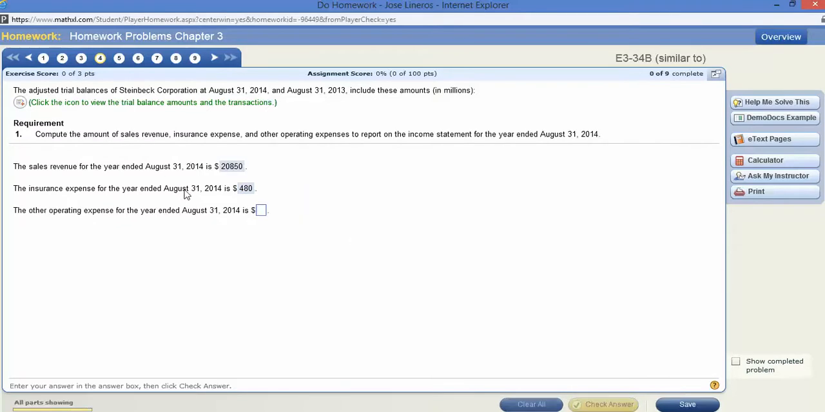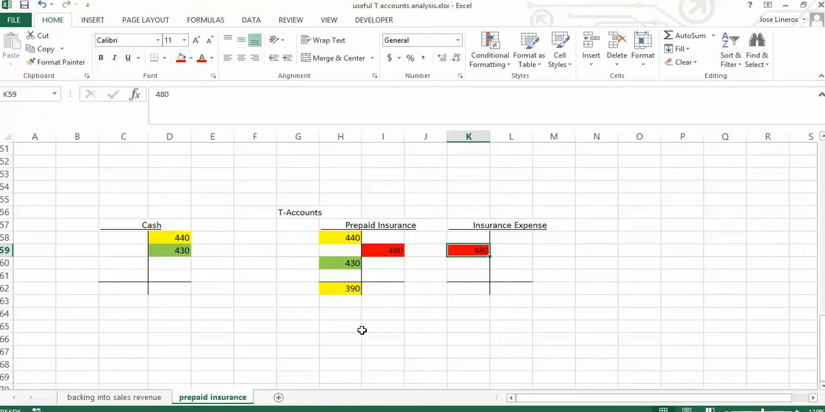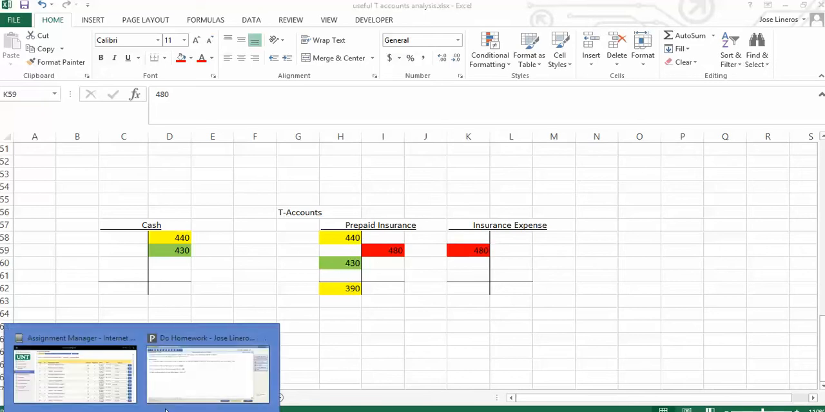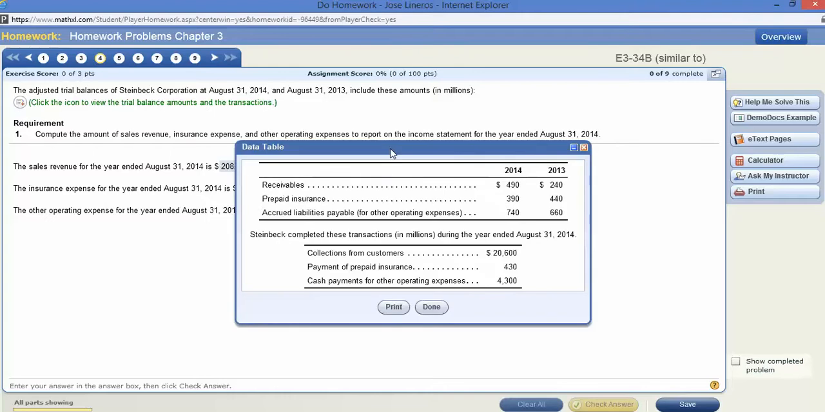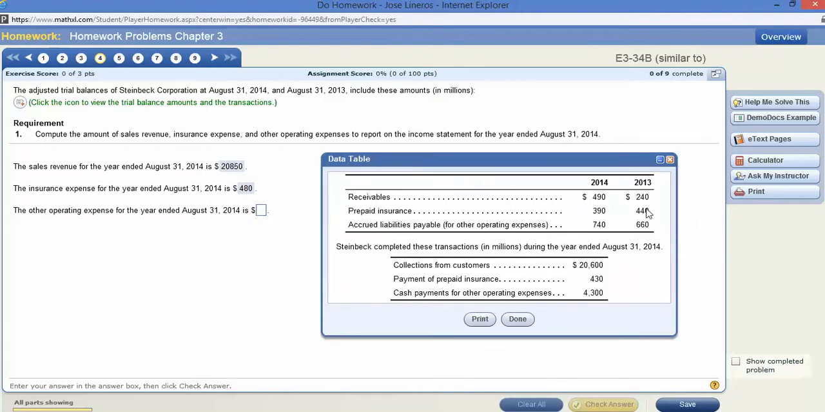Again, more than anything else, I'm trying to teach you the approach of how you approach this. Notice how we took the beginning balance, the ending balance. We know this is activity in the middle, so you just have to interpret. And a prepaid insurance account, remember, is an asset, and assets have a normal debit balance, a normal left-leaning balance, just like receivables did. So 440, 390, then you interpret what happened in the middle.